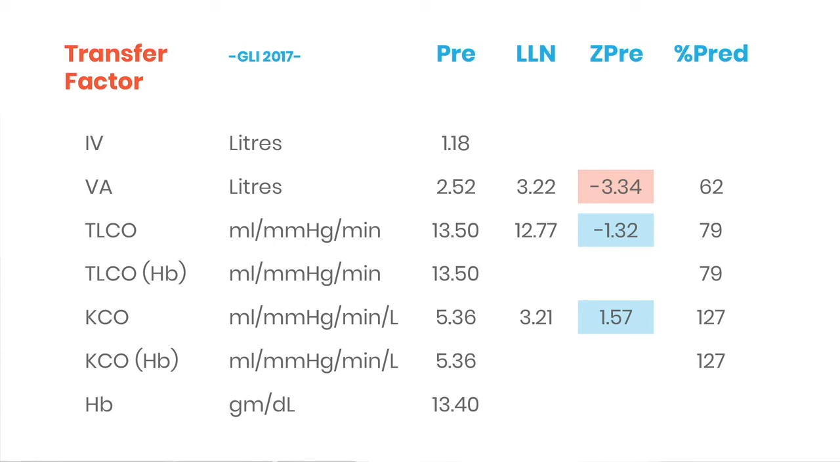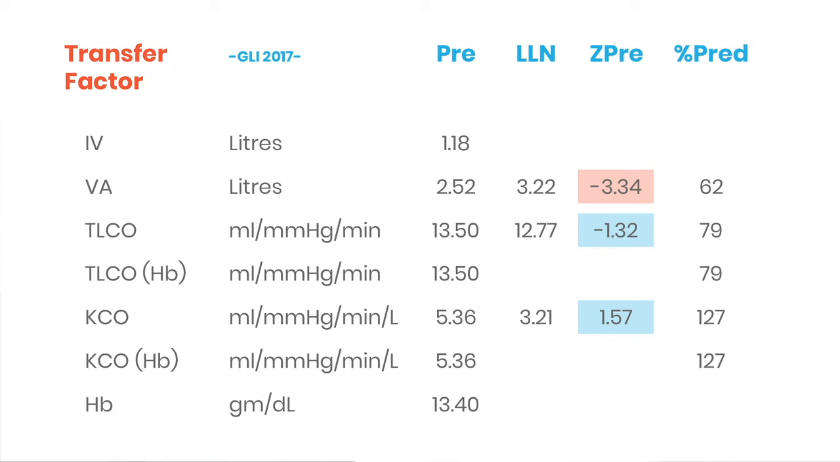But if we measure the gas transfer and take into effect that the lung volume is reduced, the gas transfer comes out increased, actually becomes supranormal. So the TLCO is 79% of predicted, but the KCO is the TLCO, which is the gas transfer, taking into account that the lung volume is reduced. And the KCO is 127% of normal, so it's supranormal.